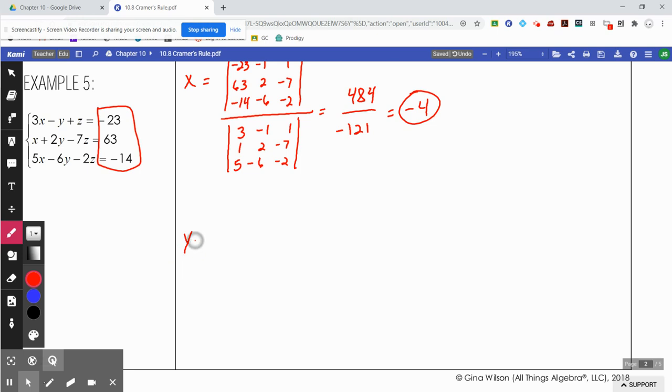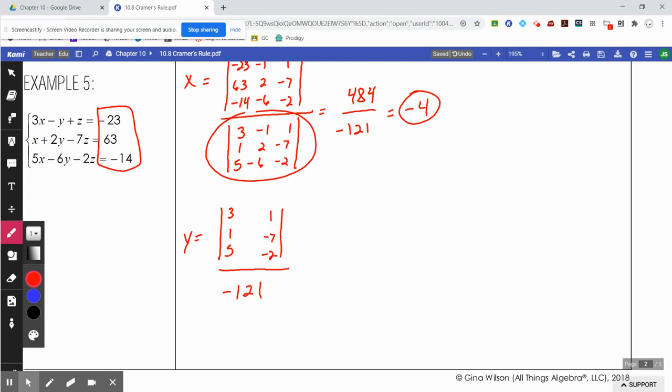To find your y value, the bottom stays the exact same, and we already know it's negative 121. The top, the only thing you change, you go back and you recopy your first and your third column from your coefficient matrix on bottom.